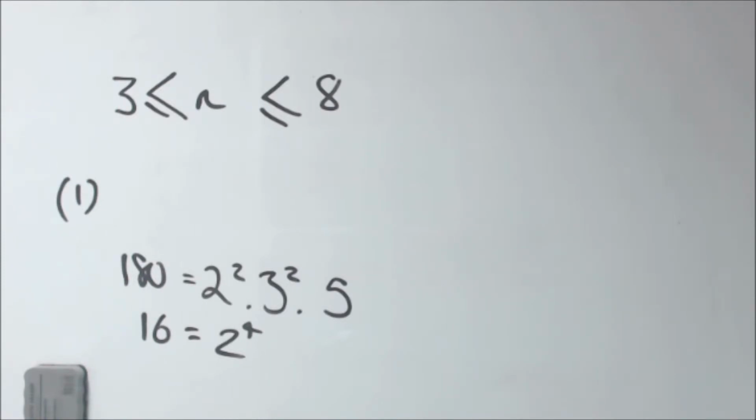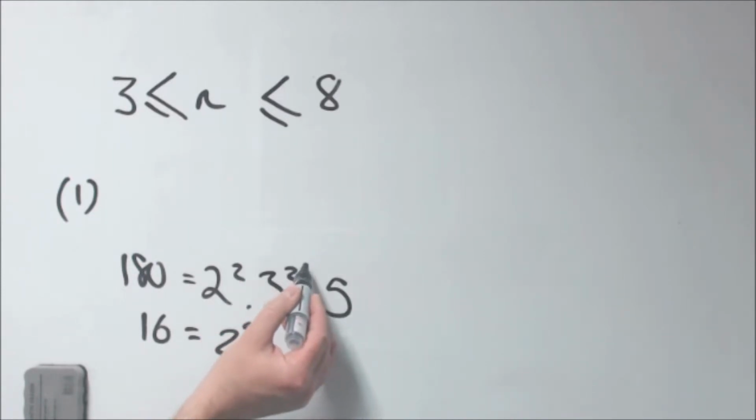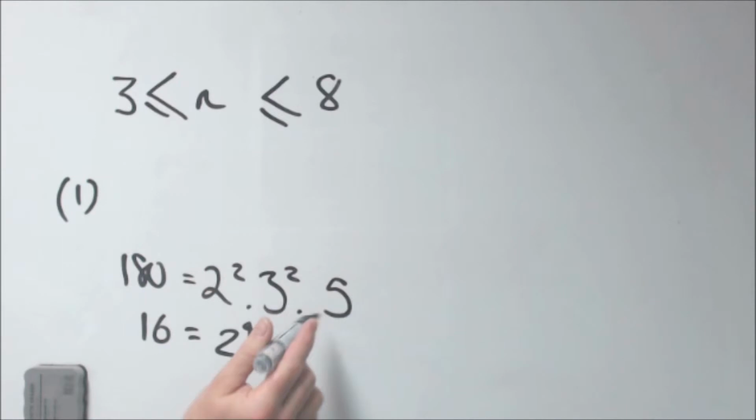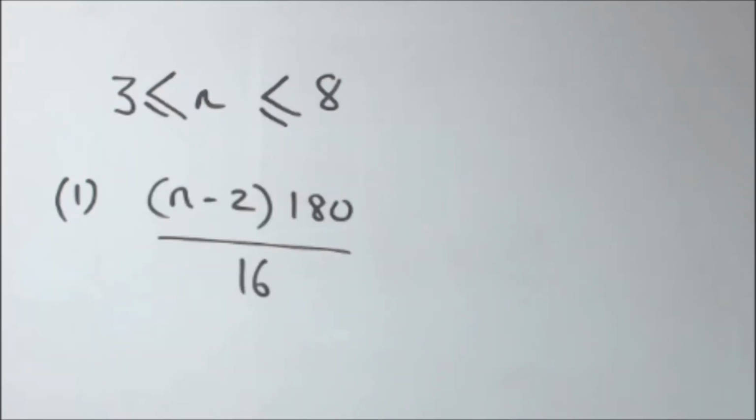The trap here and the mistake is if you consider that this tells you something about n directly. It doesn't. It tells you something about n minus 2. So we know that n minus 2 needs to fill in the missing 2 to the power 2 because 180 is not divisible by 16.